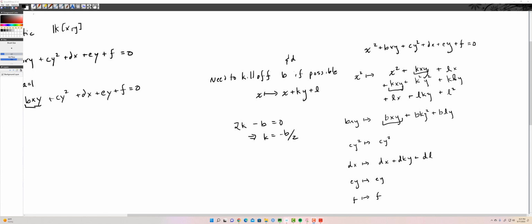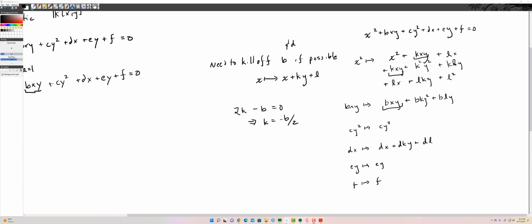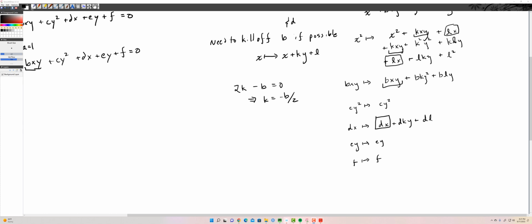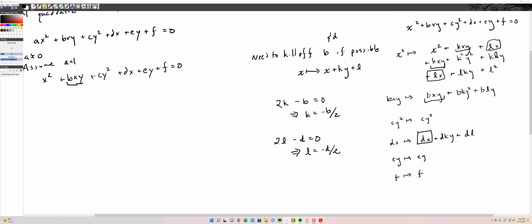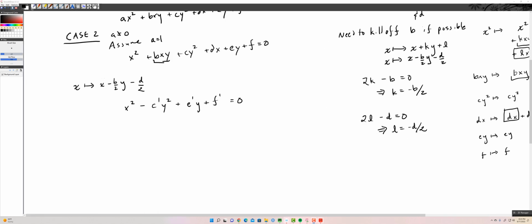Next, I want to do the same thing with d. So d was the coefficient of x here, so I'm going to want to find every example of x and try to balance them out as well. I've gone ahead and put a box around every x that I could find, and I have only 3 of them. Here I have 2 of l times x and 1 of d times x, and I need 2l minus d to be 0. In other words, I need minus d over 2 to equal l. Now I just need to fill these in, and I'll have the correct transformation. So this is what I want to send x to in order to kill off both b and d.